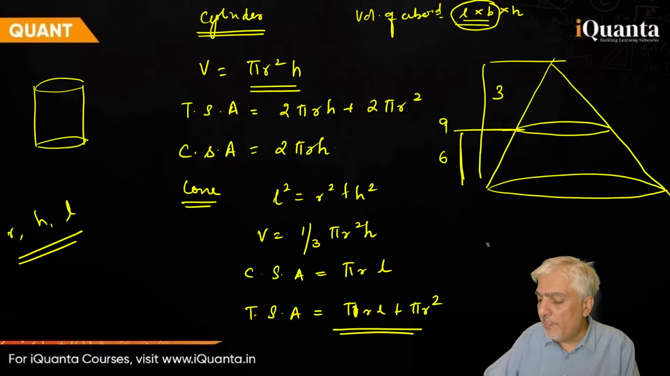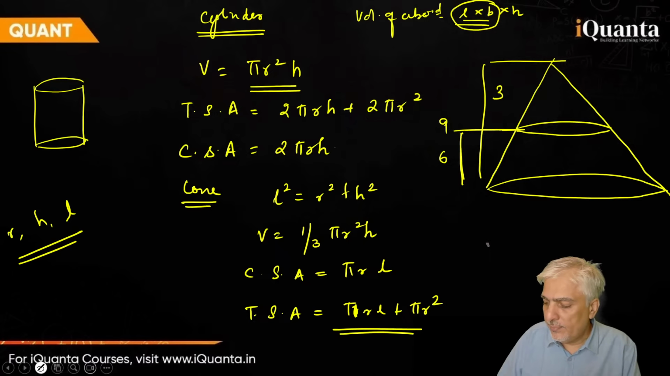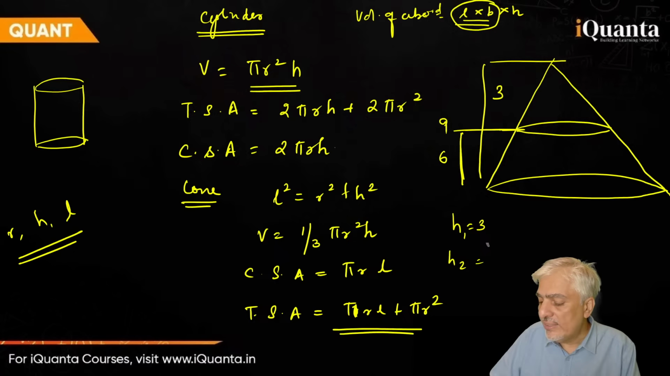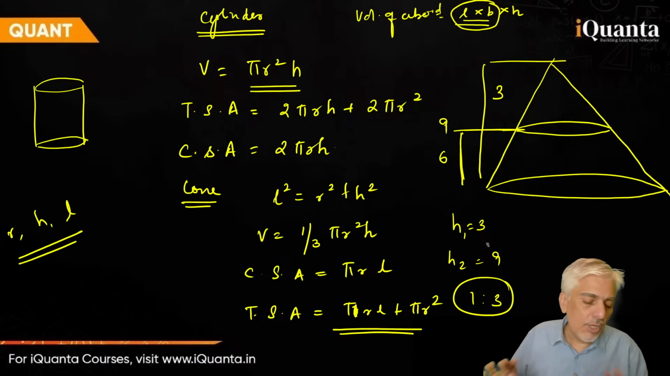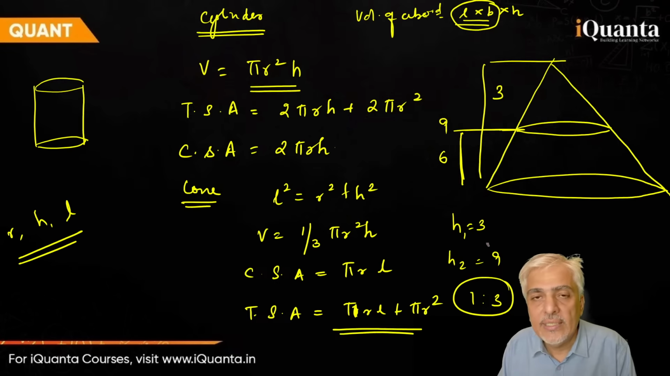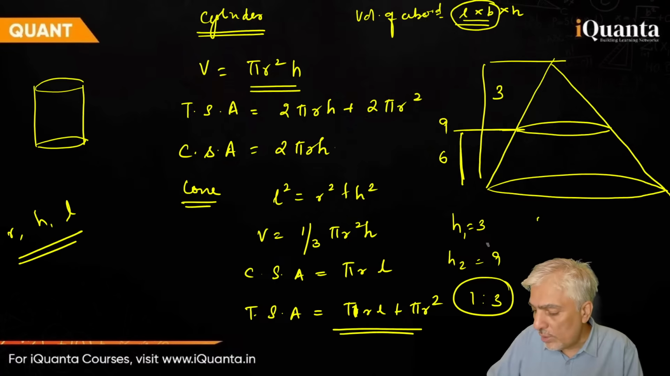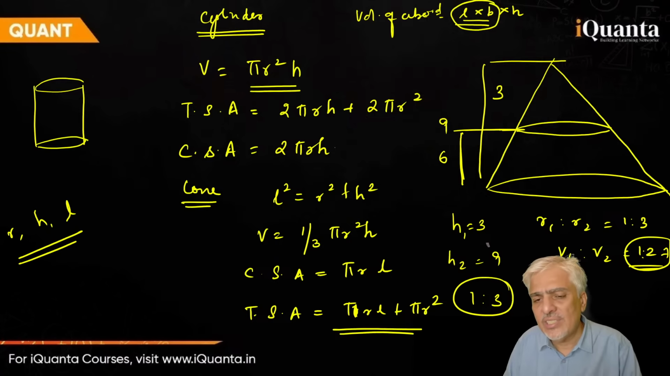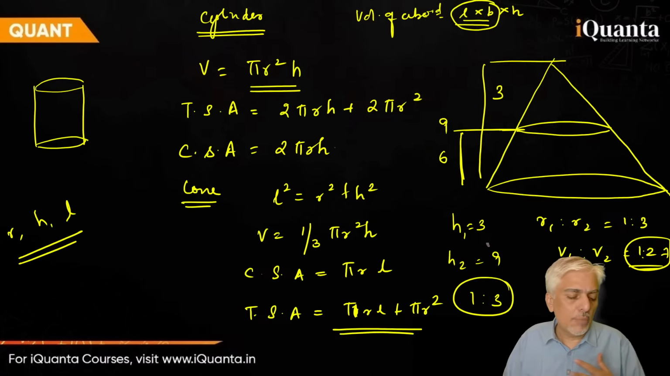So the height of the smaller cone is 3. Height of the larger cone is 9. Ratio is 1 is to 3. Now you have to remember a simple rule. If the ratio of the height is 1 is to 3, the ratio of the radius will also be 1 is to 3. And therefore the ratio of the volume will be 1 is to 27. Just this should be by heart. You should not be wasting time on it.